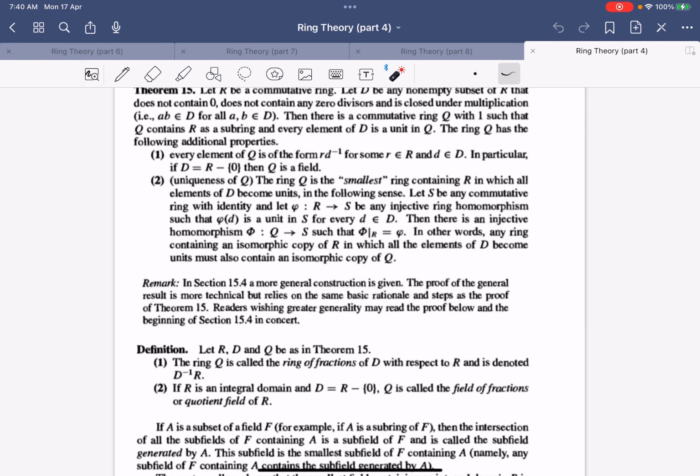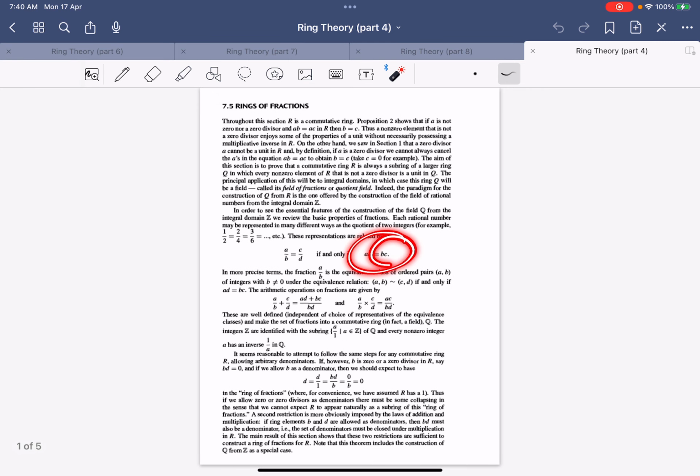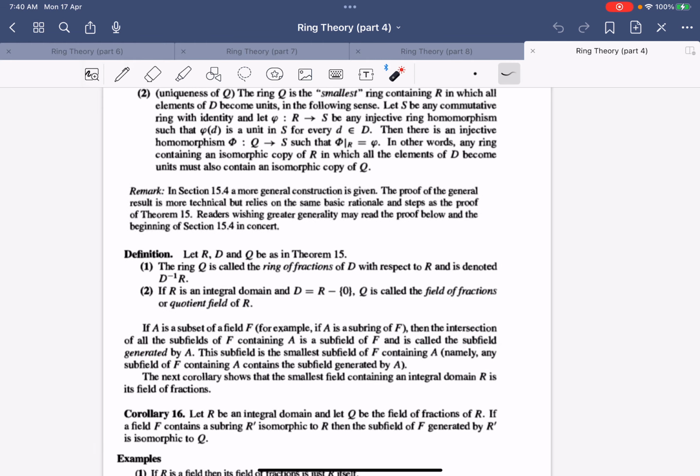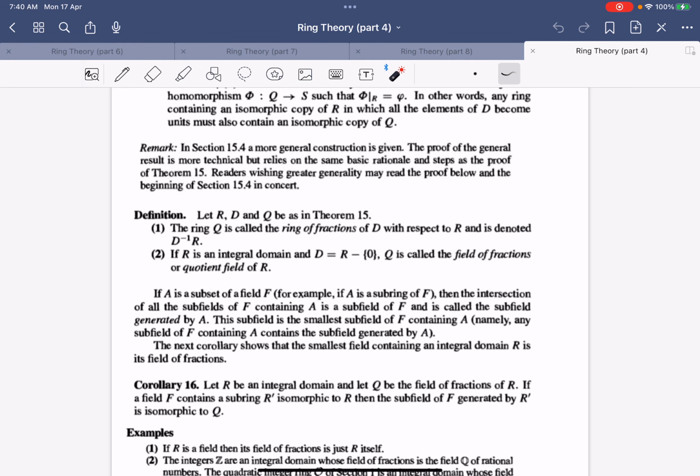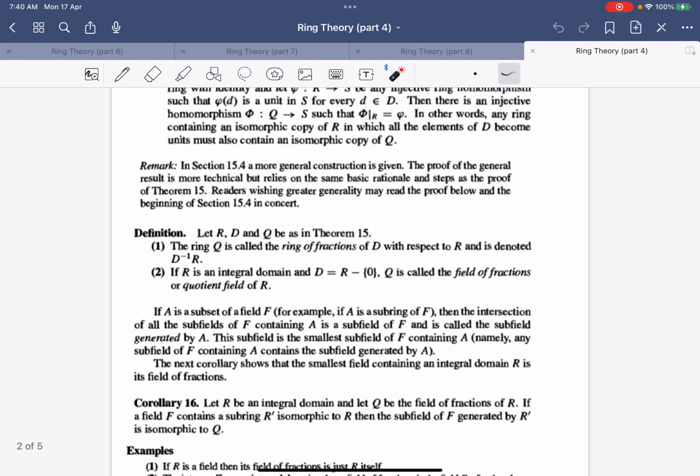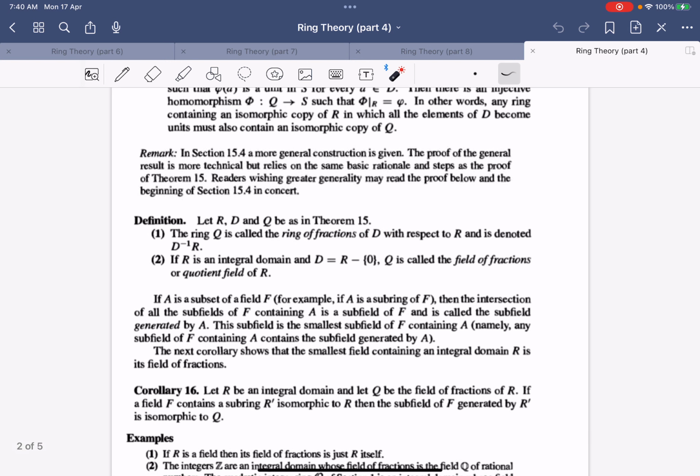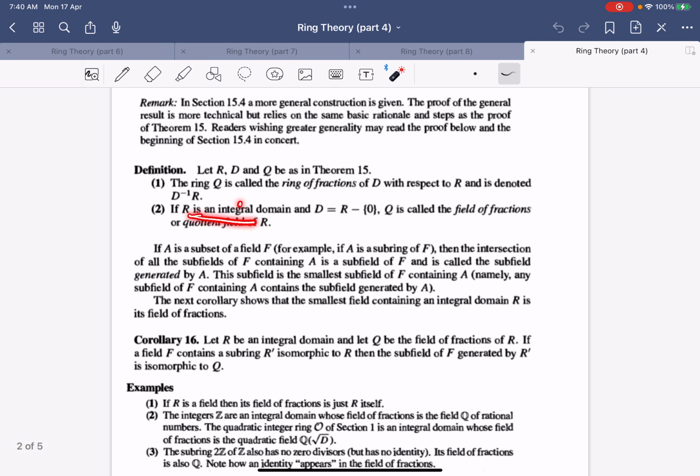But the main idea is, of course, to create the equivalence class using this same property. And this ring we will call the ring of fractions of the denominators. And the usual notation is this. And if R is an integral domain, then D will of course be R minus 0. Then Q will be called the field of fractions.